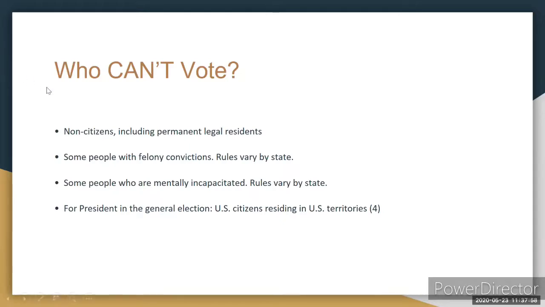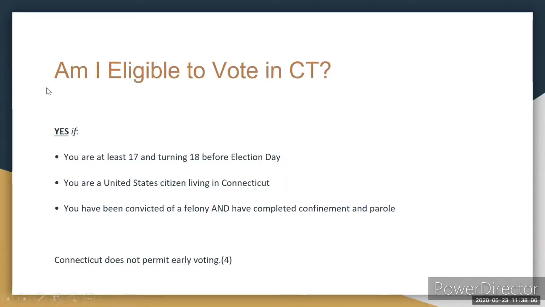I'm going to be speaking locally, so Connecticut and my town, Waterbury. Connecticut voting eligibility. Are you eligible to vote? Basically, if you are at least 17 and turning 18 before election day, if you are a citizen and living in Connecticut. If you've been convicted of a felony, you can vote, but you have to complete your confinement and parole.